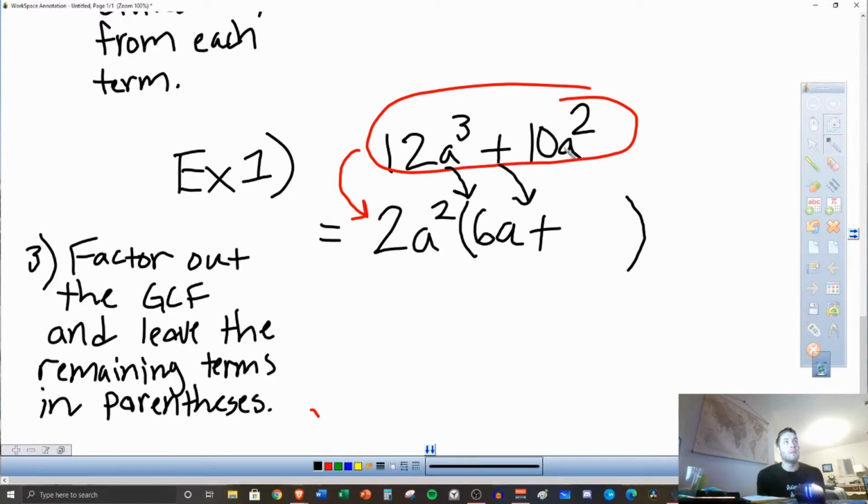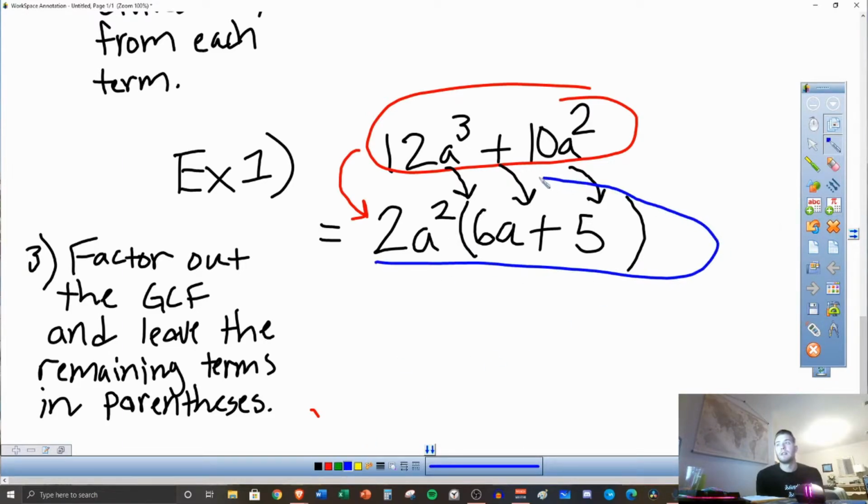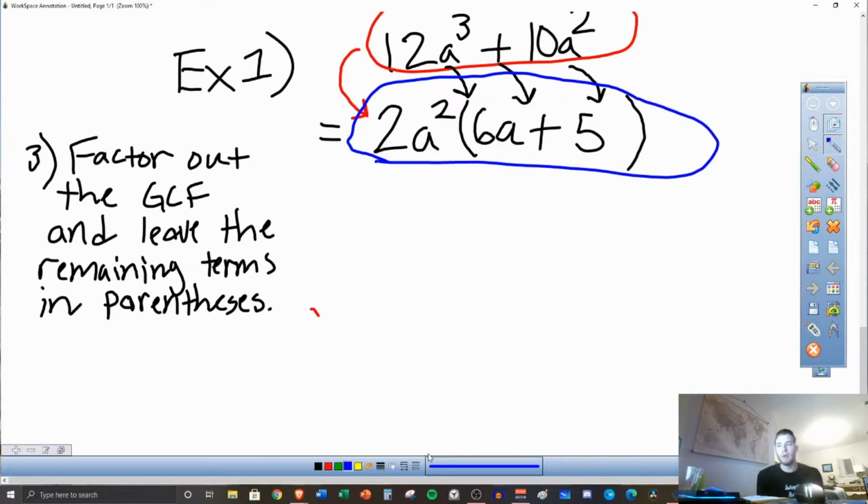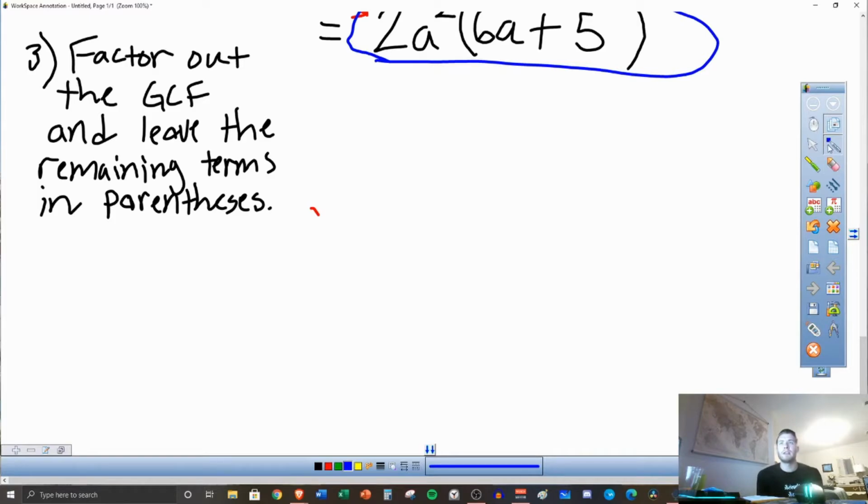Now, we want to do the same thing with the 10a squared. We want to divide away the 2a squared. So 10 divided by 2, that's 5. What about a squared? There's 2 of them, and I divide away 2 of them. So there's really none left. And actually, this question is done. We are finished with this question. This is our answer. We got it, okay? Let's look at one more example, and then we'll just talk about Delta Math just to make sure you're clear on what that's going to look like.